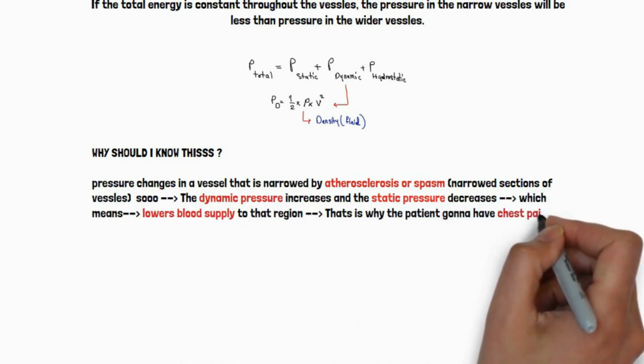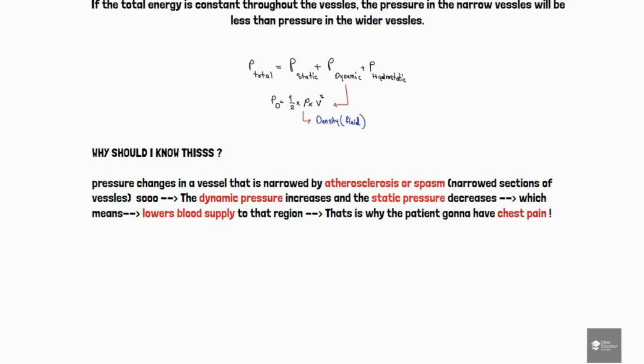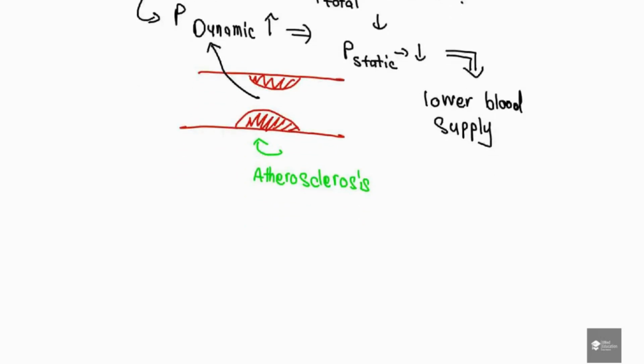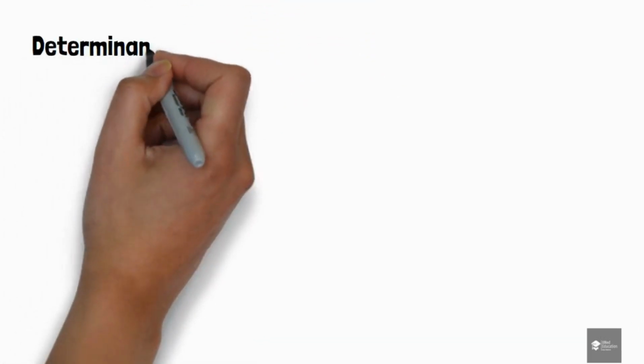That's why the patient is going to have chest pain or angina in case of myocardial infarction or heart attack. So velocity increases, dynamic pressure increases in case of atherosclerosis, but the total pressure is constant, so static pressure decreases, and it means that lower blood supply goes to that region. And this graph explains why Bernoulli's law is important.